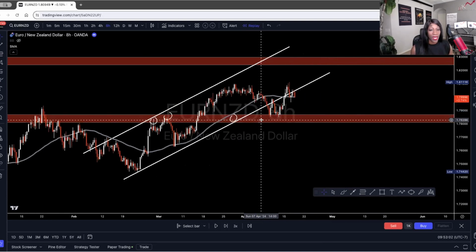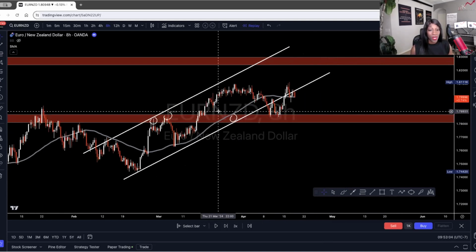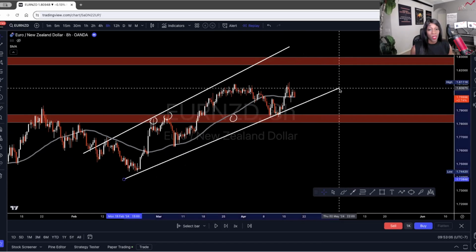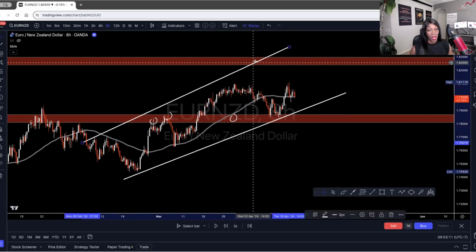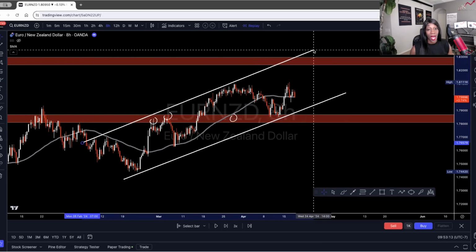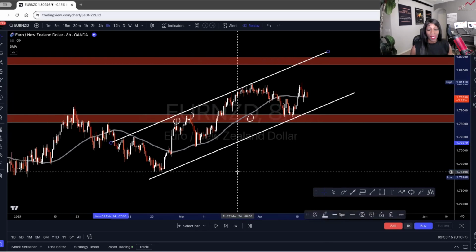So you can see on this 8-hour, I have an uptrend, but the uptrend has not been broken in my opinion. So I'm just going to move my trend line out a little bit like that. I'm just going to adjust my trend lines a bit. I'm not forcing the trend lines the way I want them. I'm just capturing the price action inside of a channel.